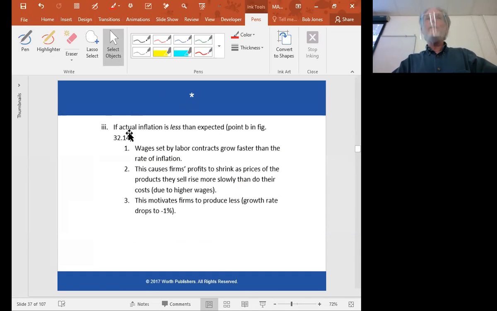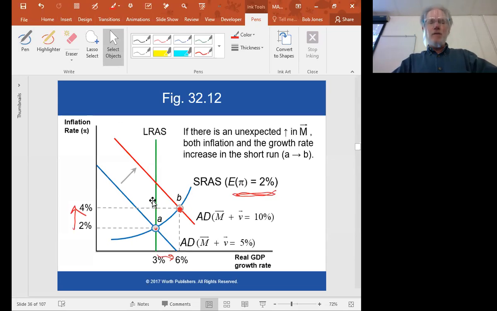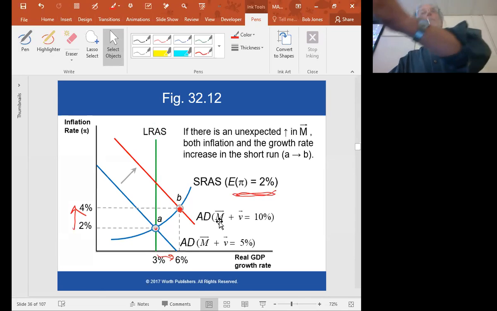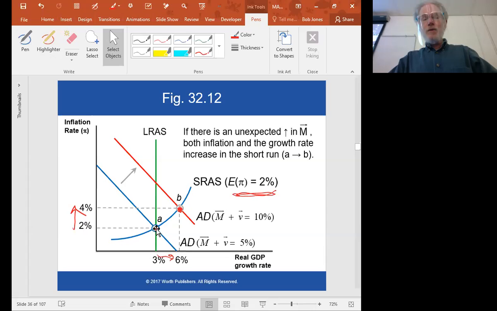Now let's consider the other possibility. We said that if people are expecting 2% inflation and that's what actually happens, then we'll be right here. We'll be on long-run average supply. We'll be at the long-run growth rate of real GDP. If we have a monetary shock where the Fed's increasing the money supply faster, then we get unexpected inflation, and in the short run, we get an increase in output.